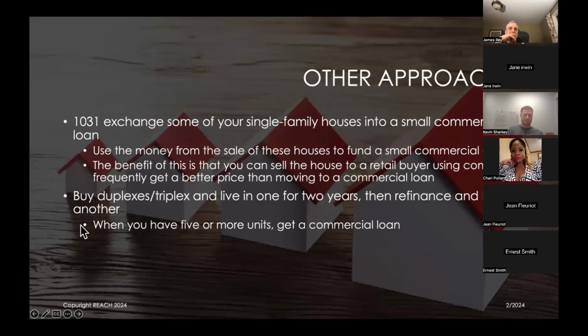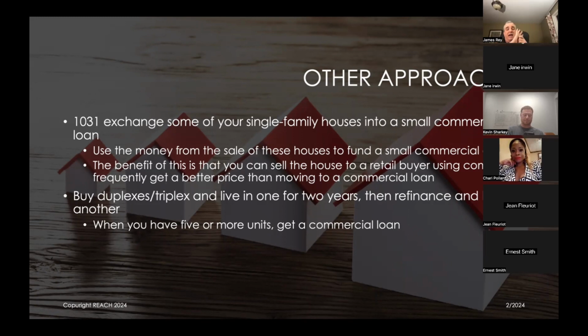So the other ways to do stuff, obviously, in terms of trying to get to that 5 units, is to buy duplexes and triplexes or even fourplexes, and you live in them for 1 or 2 years. You basically do what's called house hacking, right? And then you refinance and you go get another one. And then when you get 5 or more units, so maybe you have a duplex and a fourplex, you put them together, you go get a commercial loan, and you kind of do it all over again.